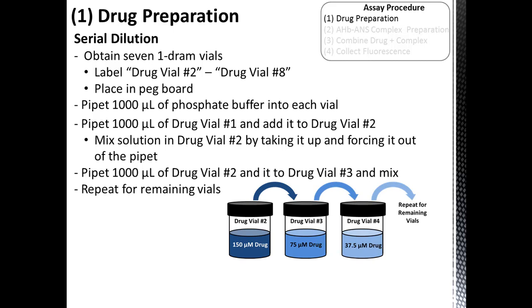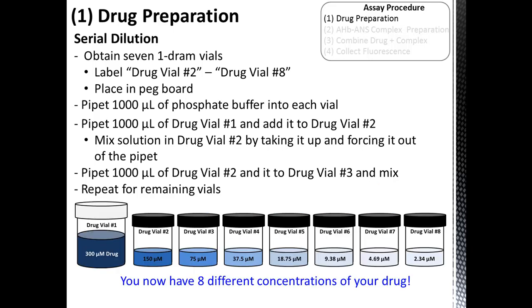Okay, and each time we are getting more dilute because we're adding it to more buffer. Okay, so we're doing a 2-fold dilution each time. So then at the end, you will have 8 different concentrations of your drug, each one becoming more dilute until you get to drug vial 8.